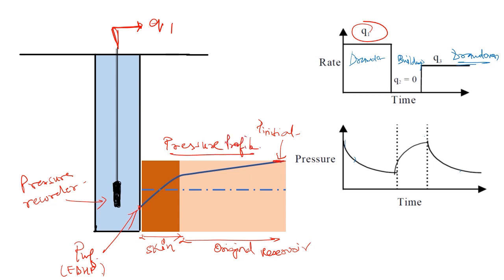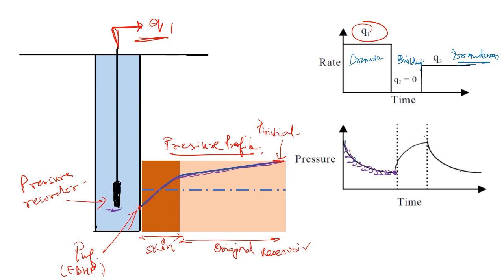Now, if I am flowing at Q1, I will get some pressure profile. I will be continuously recording this flowing bottom hole pressure with time. So you can see that with time I am continuously recording my pressure profile by using this pressure recorder in the well bore.